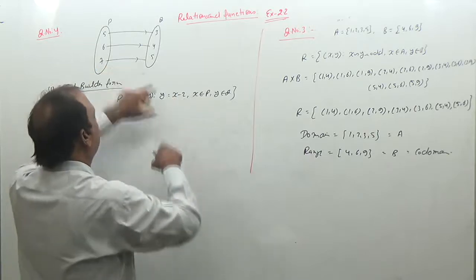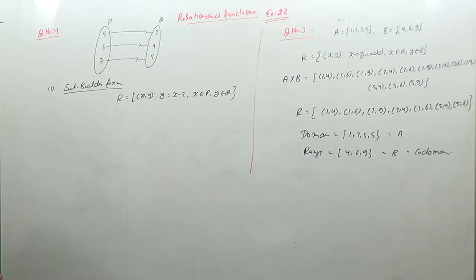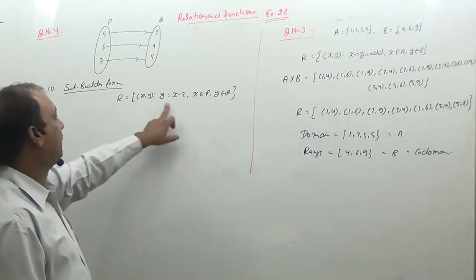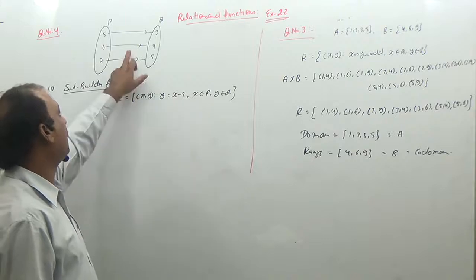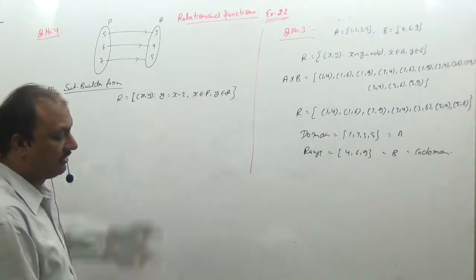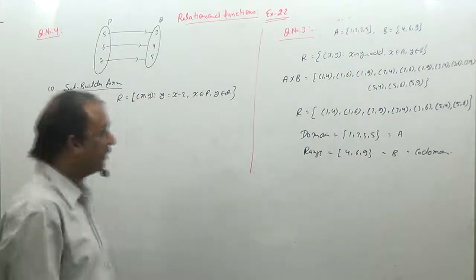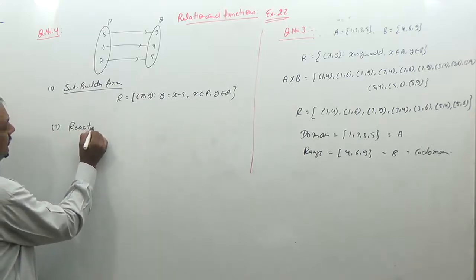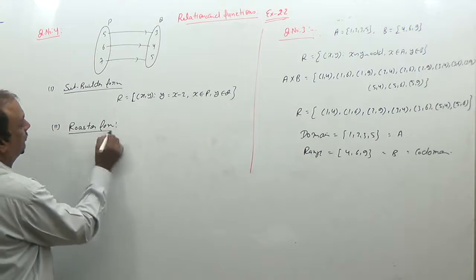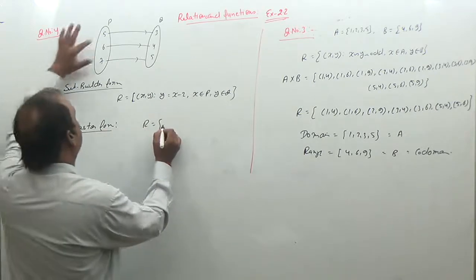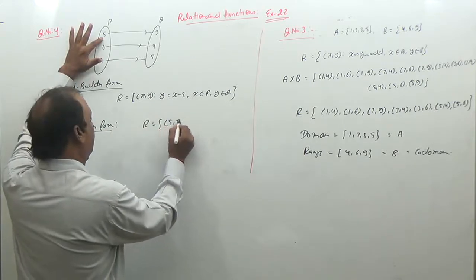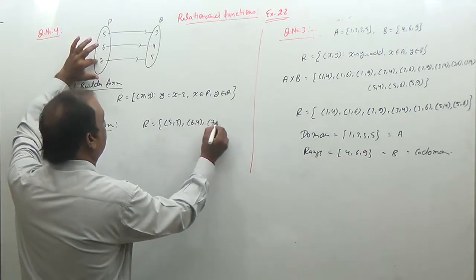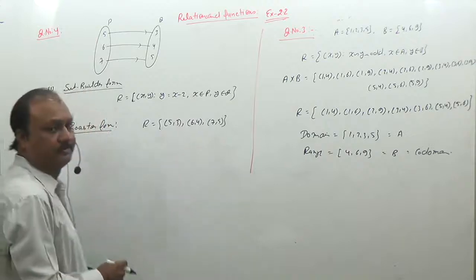So this is the set builder form. R is a relation which contains the ordered pairs (x, y) such that y is equal to x minus 2. This is the property they have followed. So this is the set builder form. Second is roster form. In roster form, 5 is related to 3, so the first ordered pair is 5, 3, then 6, 4, and next is 7 and 5. So this is the roster form.